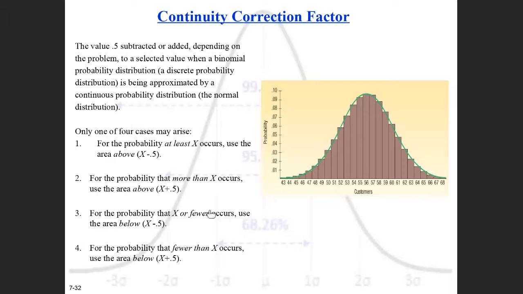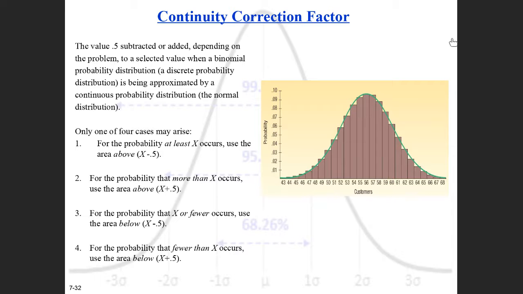The probability at least x occurs, use the area above x minus 0.5. The probability that more than x occurs, use the area above x plus 0.5. This is similar to the video. The probability that x or fewer occurs, you use the area below x plus 0.5. And for the probability that fewer than x occurs, you use the area below x minus 0.5, which was shown in the video. Okay, and I've got another video on this.